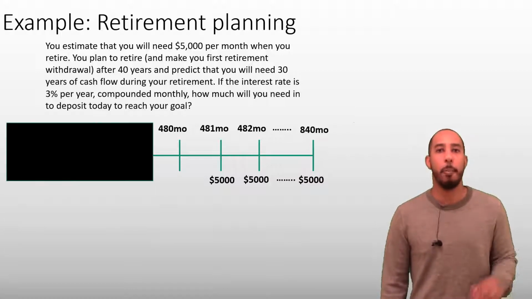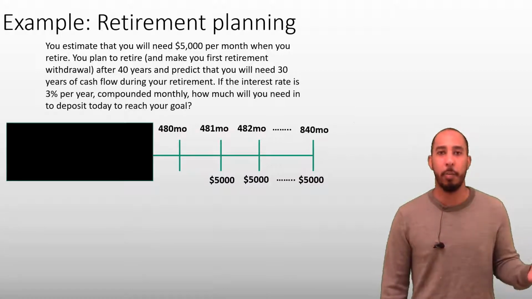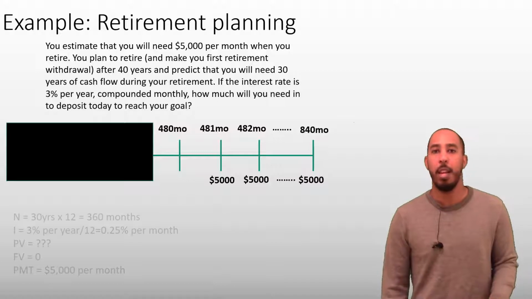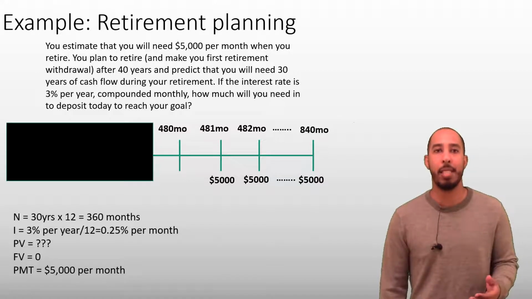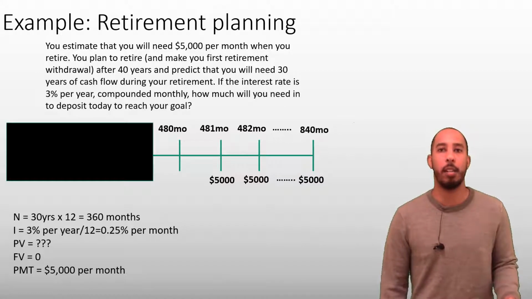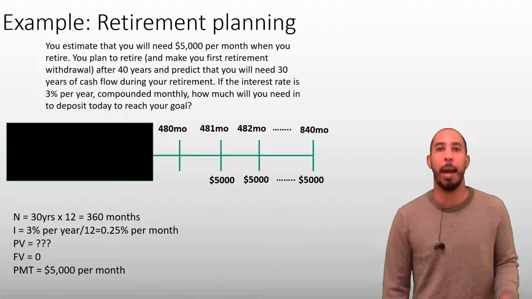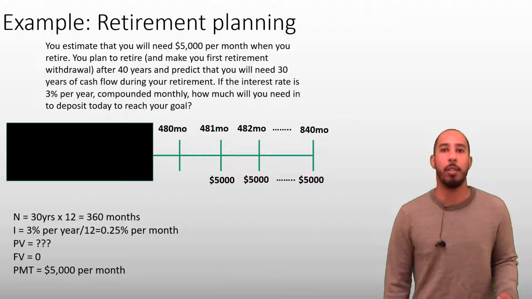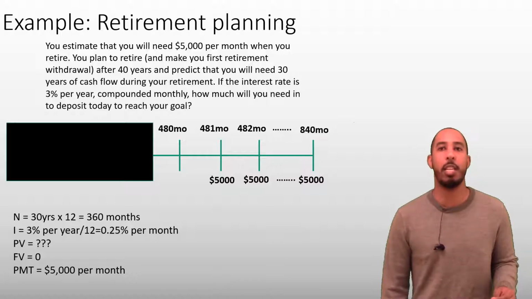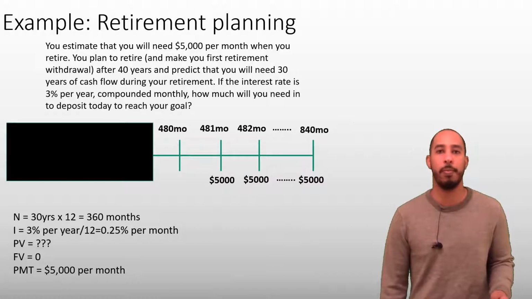If I block out the front part of the timeline, it starts to look like something familiar, an ordinary annuity. And I can find the value of that ordinary annuity at month 480. The N will be 360 monthly payments. I will be 0.25% per month. The payment is $5,000, and we're solving for the present value. How much do we need to put into the account today to make the $5,000 payment happen? Just as a reminder, the settings on Excel and the calculator need to be the default end of period settings, since this is an ordinary annuity.